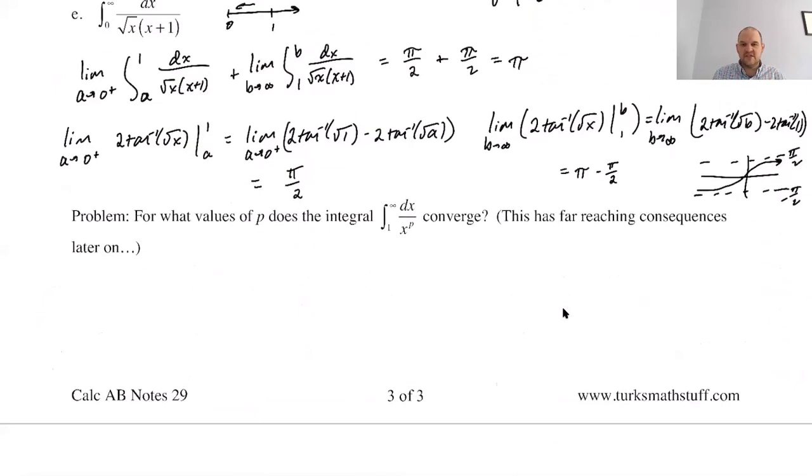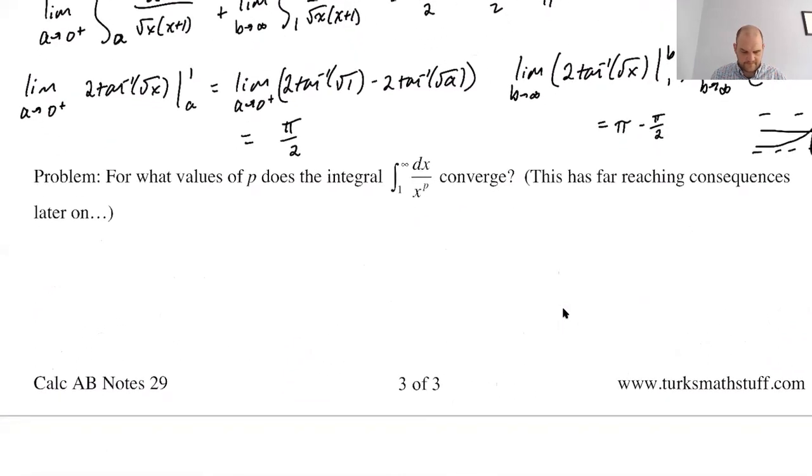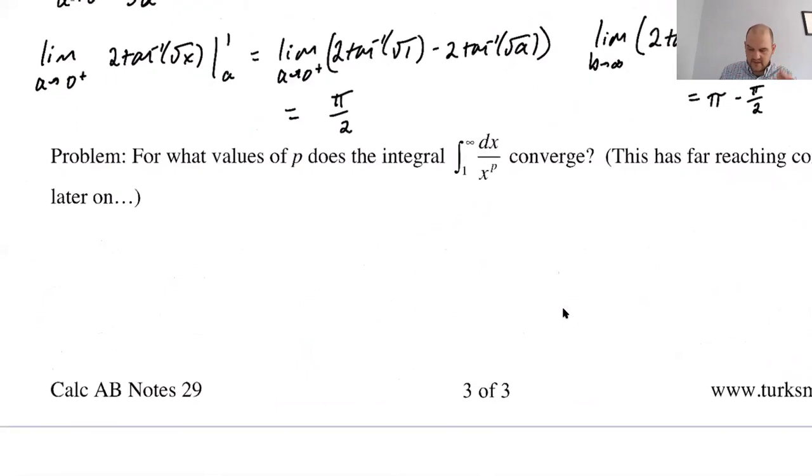All right, let's finish this last problem here, and then we'll say goodbye for the notes. So let's see, for what value of p does the integral converge? Okay, so the only problem is infinity, so we can deal with it as the limit as b approaches infinity of 1 to b. I'm going to write it as x to the negative p, and then dx.